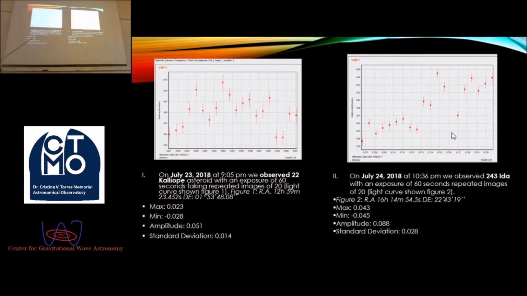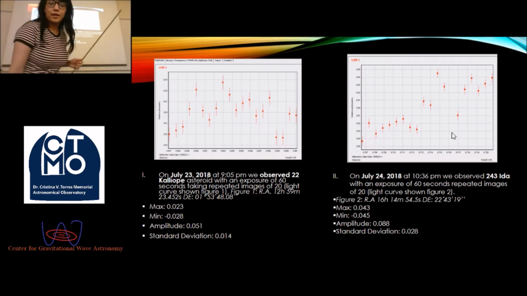The first asteroid that I observed was 22 Calliope with an exposure of 60 seconds, repeating the image 20 times. As you can see, the max of our asteroid curve was 0.029, relative and the Julian time. The second asteroid, on July the 24th, was 243 Ida, and as you can see, the max was 0.04 right here, to the minimum of negative 0.045.